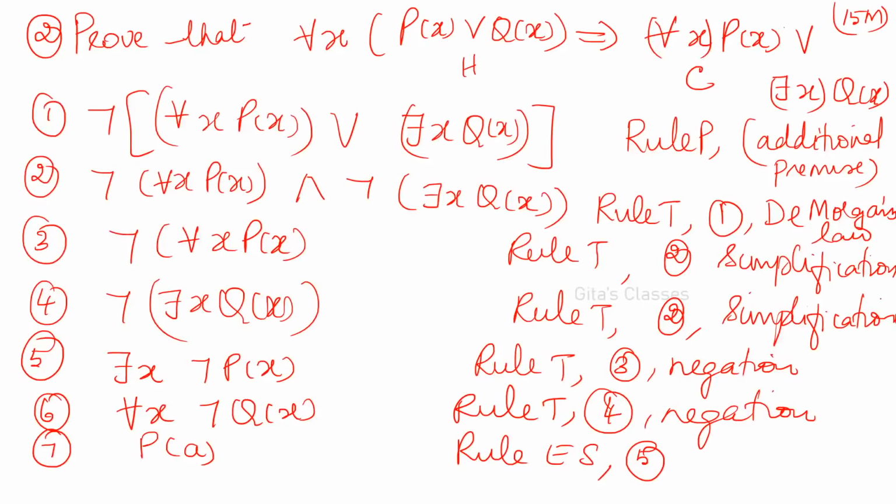Then the other one, the next one, step 6. For all x, not of Q of x, we can write it as not of Q of a. It is true for all, therefore, now which rule? Rule US, and I have applied it in step number 6. Rule US, that is universal specification.